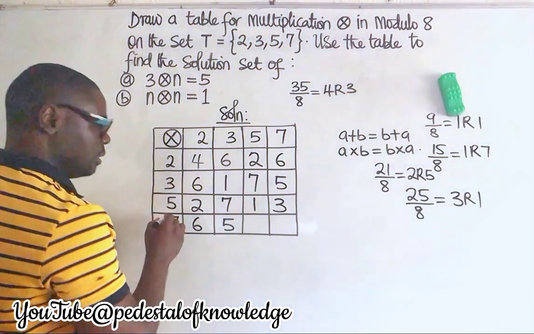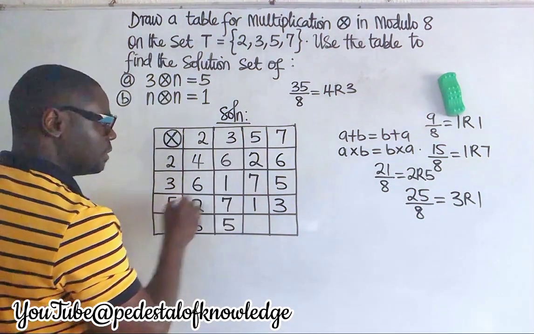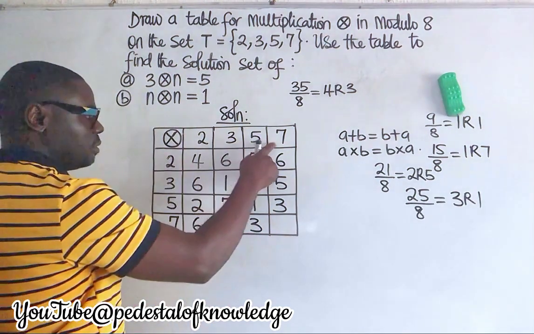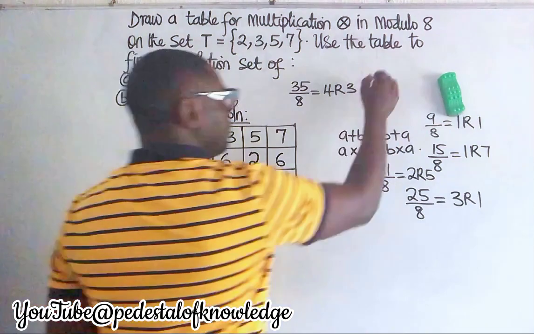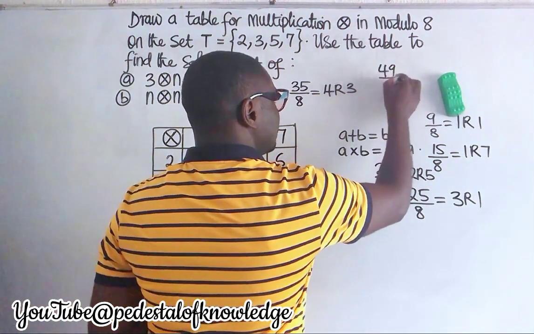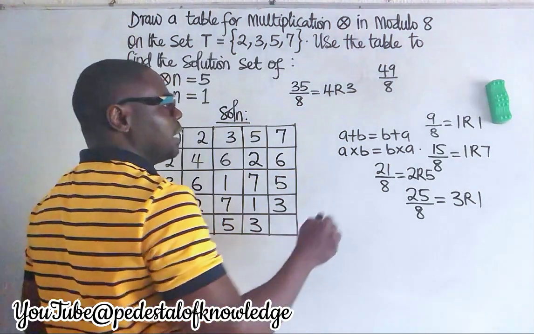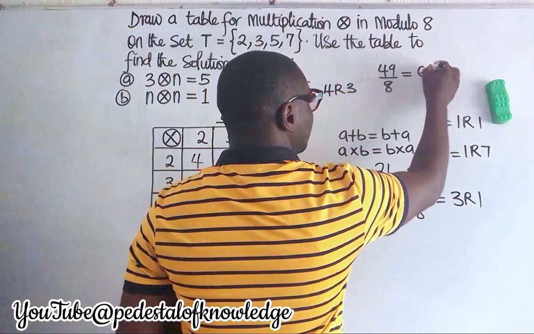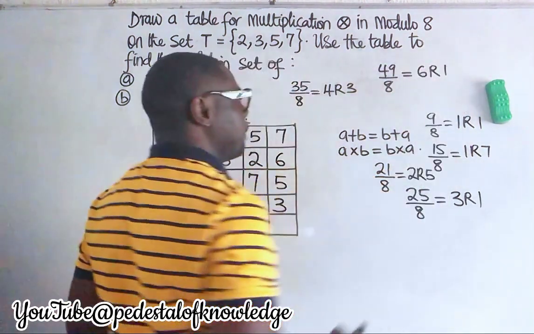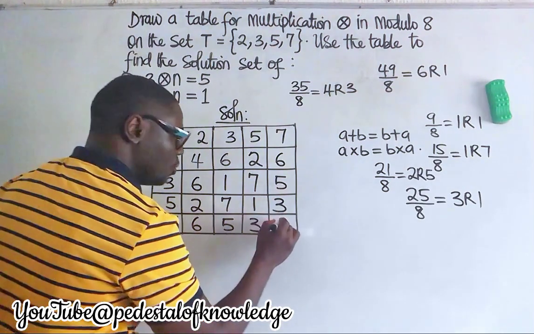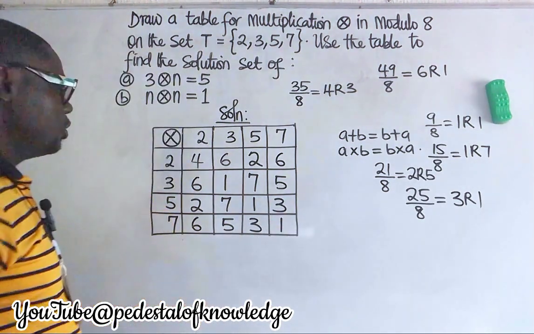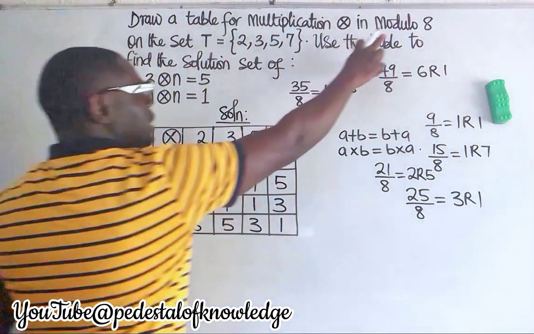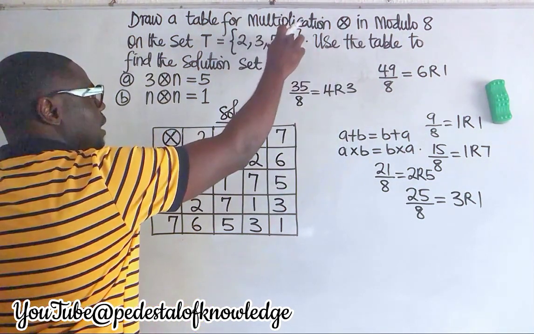All right, now 7 times 5 will give us the same thing as 5 times 7. And that gives us 3. So we put down 3 here. Then 7 times 7 is equal to 49. We now divide 49 by 8. Now 49 divided by 8 will give us 6 remainder 1. So we're going to put down the 1 here. All right. So this is the multiplication table in modulo 8 for this very set 2, 3, 5, 7.